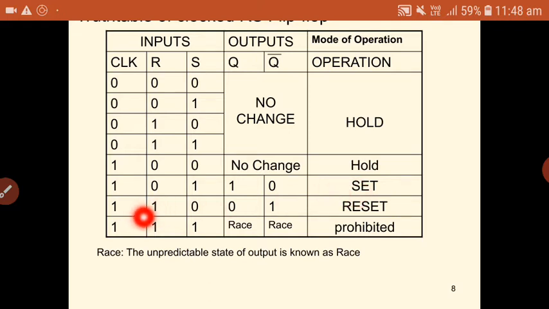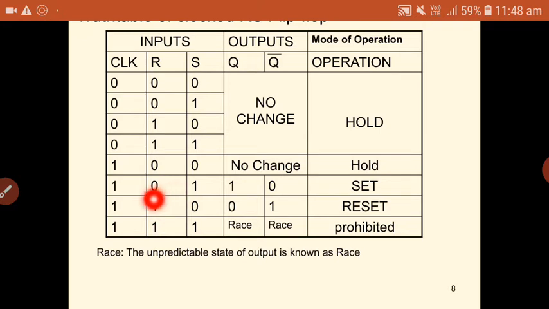Similarly, for the third combination, R is equal to 1 and S is equal to 0. That means reset input is 1, so you are resetting the flip-flop. That means making the output Q equal to 0, so that its complement will be equal to 1, and the mode of operation is reset. That means the flip-flop is in reset state, because you are making reset input as 1.